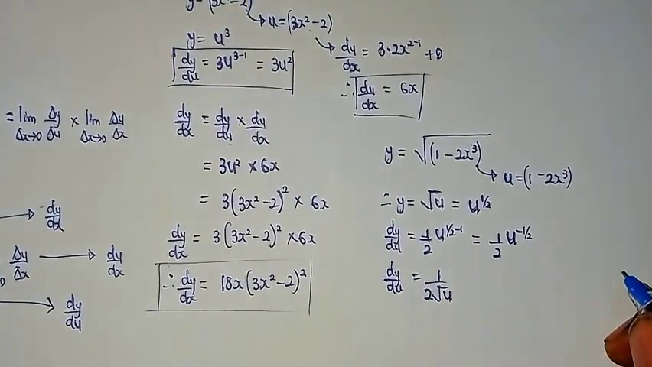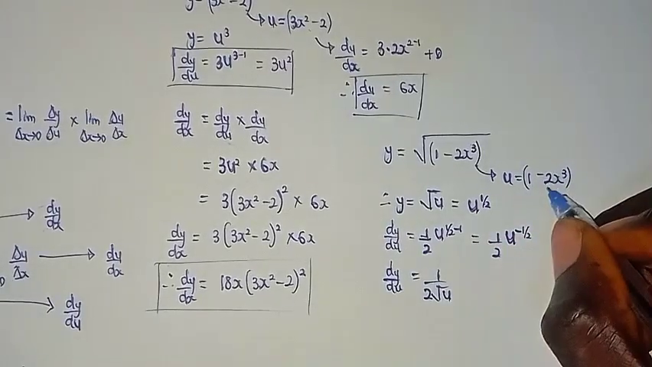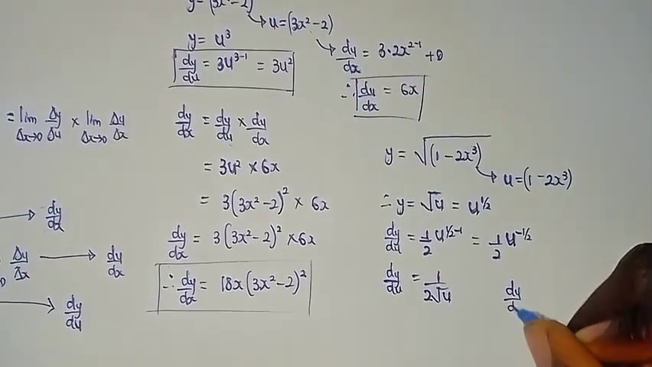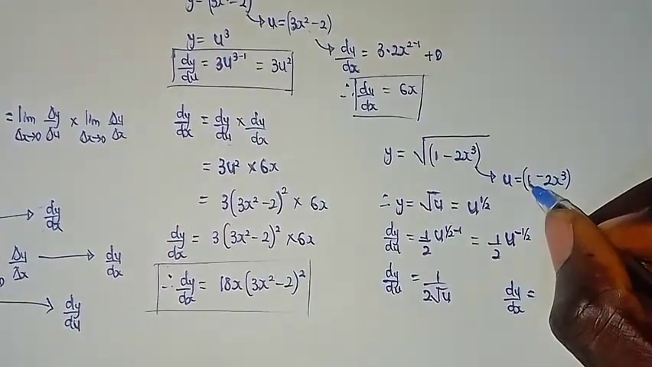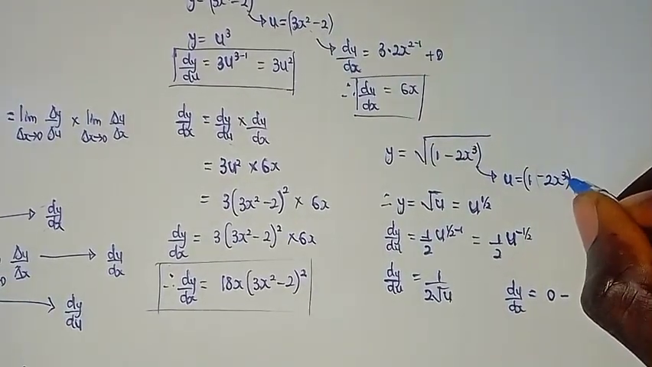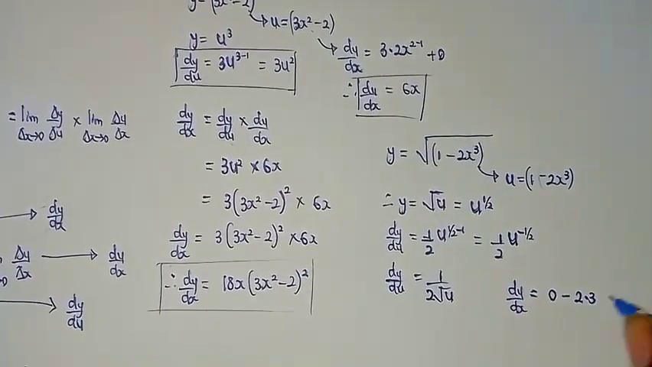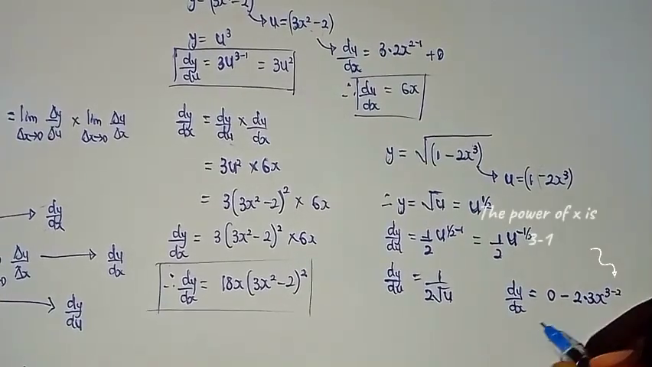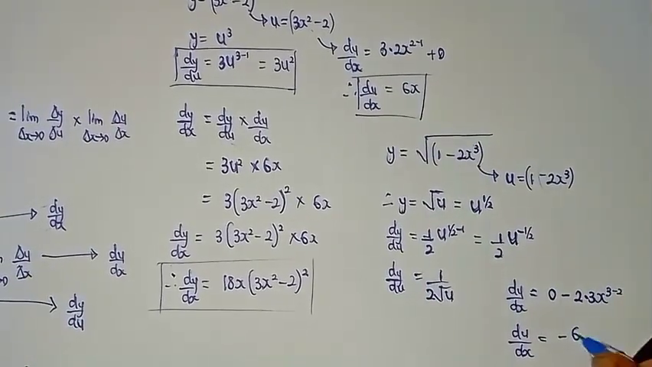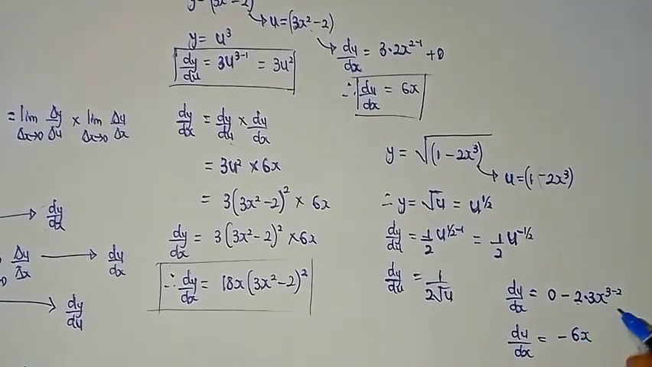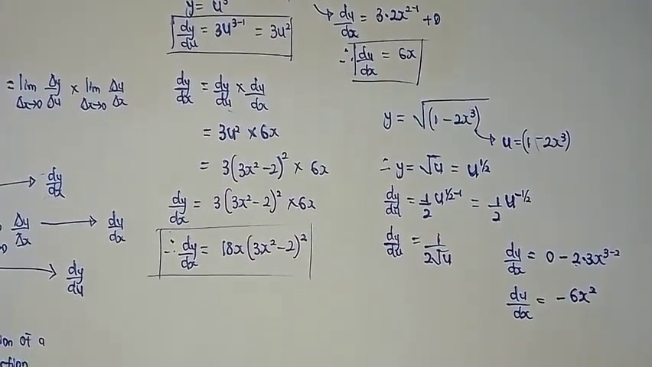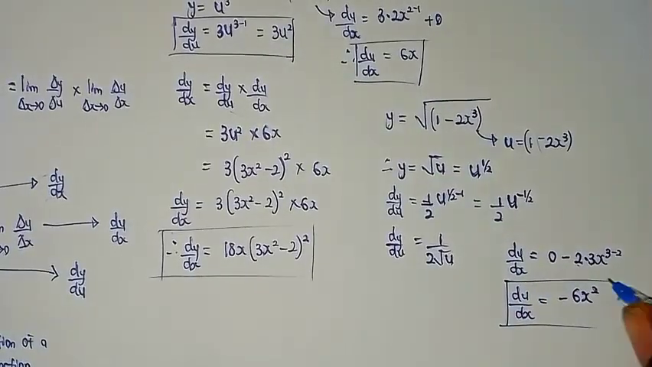So now let's get the du over dx. Remember, u is a function of x, right? And y is a function of u, which is a function of x. So let's get our du over dx. So our du over dx becomes, now this is a constant, it becomes 0 when we differentiate, and then this minus, remember the power, so it becomes 2 multiplied by 3x raised to the power of 3 minus 2. So our du over dx becomes minus 6x, 2 multiplied by 3 is 6, and then our x, and then our power becomes 2, right? So now we have our du over dx, right?